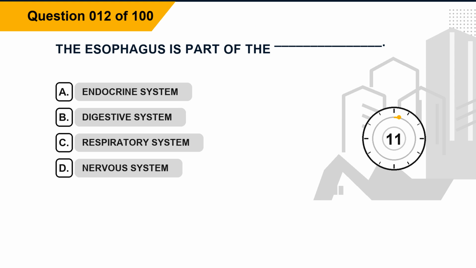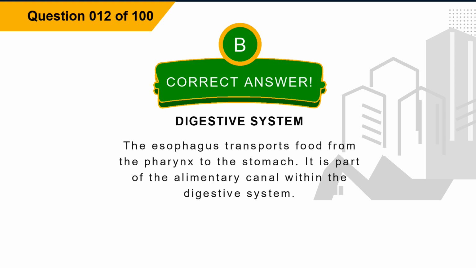Question 12. The esophagus is part of the blank. Option A, endocrine system. Option B, digestive system. Option C, respiratory system. Option D, nervous system. The correct answer is option B, digestive system. Explanation. The esophagus transports food from the pharynx to the stomach. It is part of the alimentary canal within the digestive system.